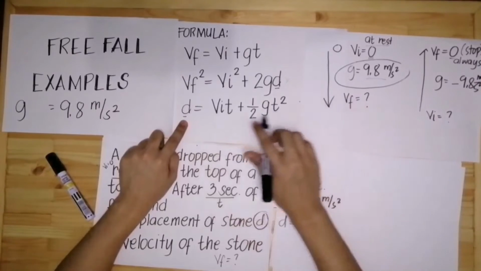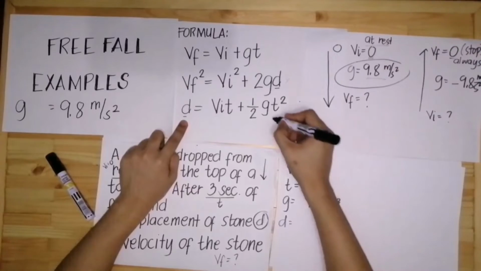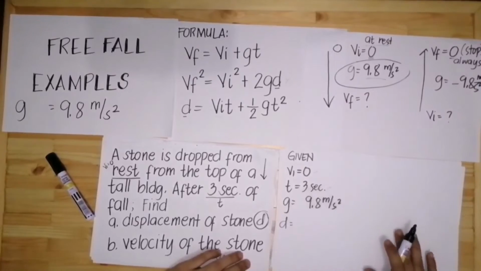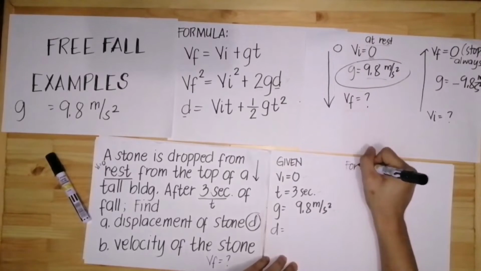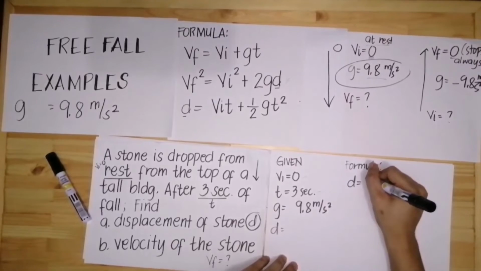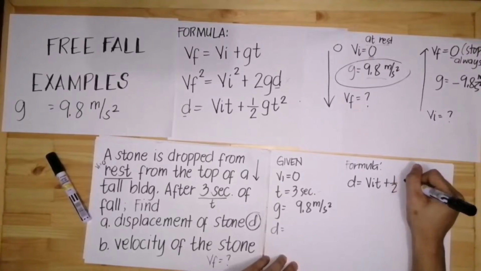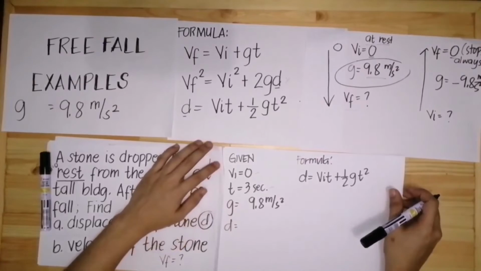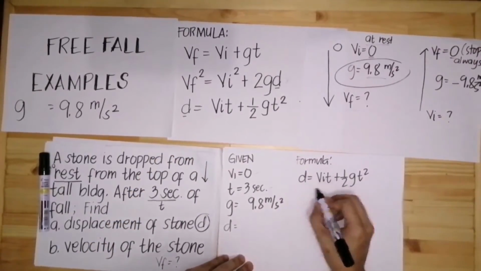Ngayon, let's have this. May VI ba tayo? Yes. May time? Yes. May gravitational acceleration? Meron. Then the time is also present. So, gawin natin, using the formula. So, displacement or distance is equal to initial velocity times time plus 1/2 gt squared. Now, let's have the process of changing the values using the formula.